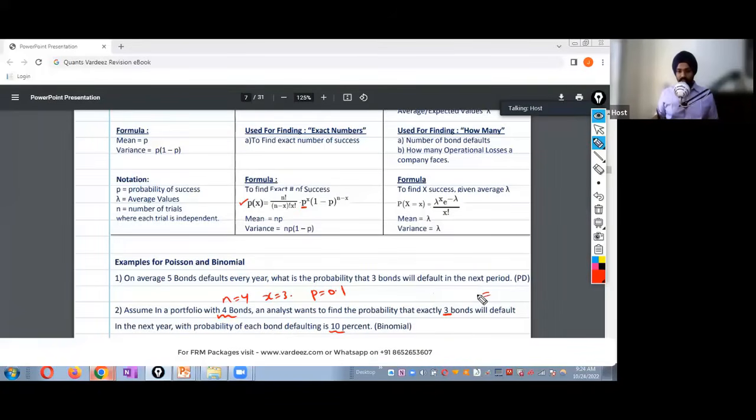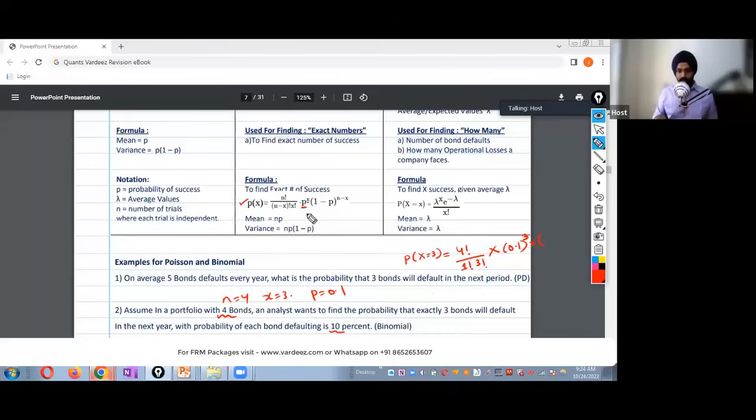Okay, so as an example, all we can do is the probability that exactly 3 bonds will default is equal to n, which is 4 factorial, over n minus x, which is 1 factorial, and then x, which is 3 factorial, multiplied by the probability of success to the power x. X is what? 3.